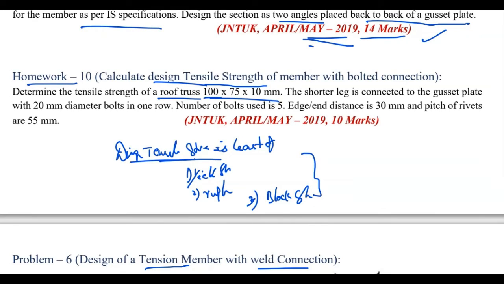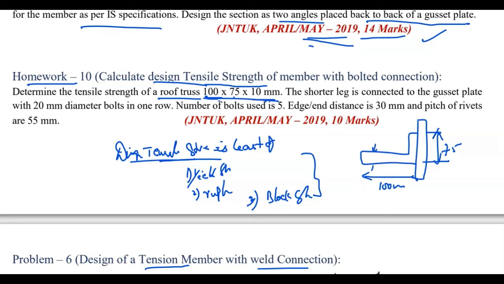This is the section. What is that? 100 into 75. This is an angle section. So 100 into 75, and 10 mm is the thickness of the angle section. The shorter leg is connected. So this is a gusset plate. The shorter leg is connected, the longer leg is like this. And this is actually 75 and this is 100. Thickness is 10 mm, and we have connected bolts here. Okay, so when you see this angle section, this is how it is going to look.